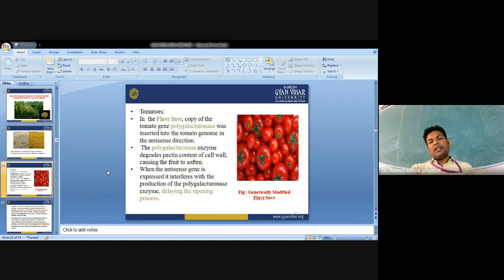Next, tomato. In the case of the Flavr Savr tomato, a copy of the tomato gene polygalacturonase was inserted into the tomato genome in the antisense direction, in reverse orientation. The polygalacturonase enzyme degrades the pectin content of the cell wall, which causes fruits to soften. When the antisense gene is expressed, it interferes with the production of polygalacturonase enzyme, which delays the ripening process.